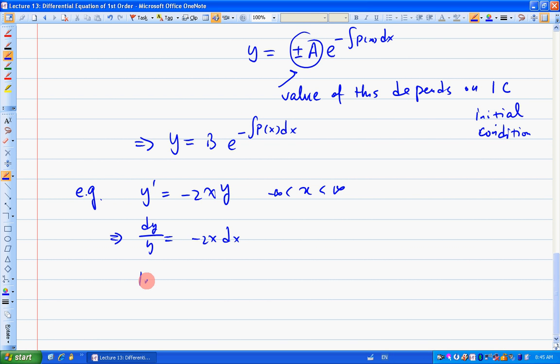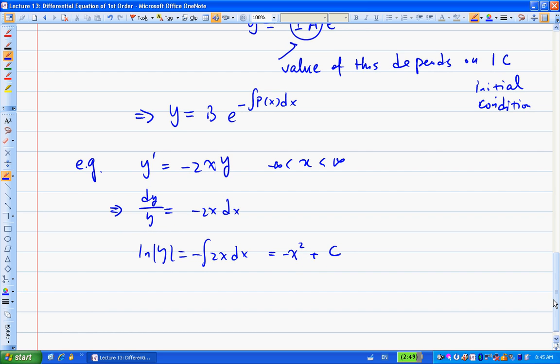So ln y equal to the integral, which is negative x squared, plus constant c. So then y in the end will equal to a constant times e to the power negative x squared. Okay, that's it.